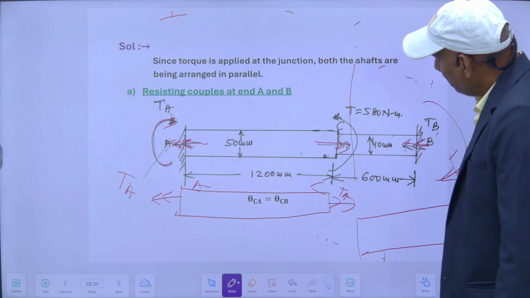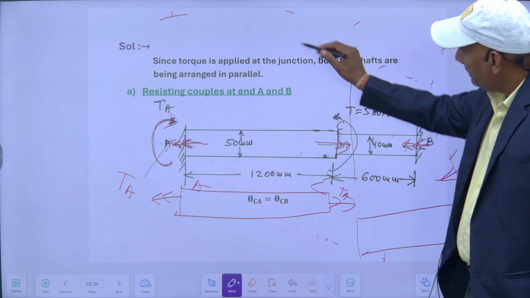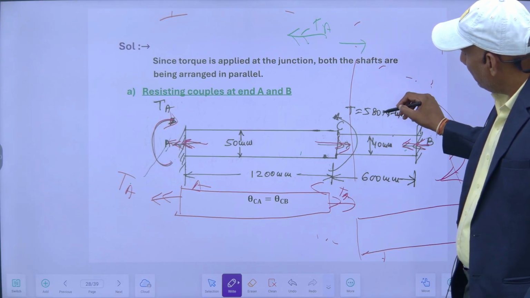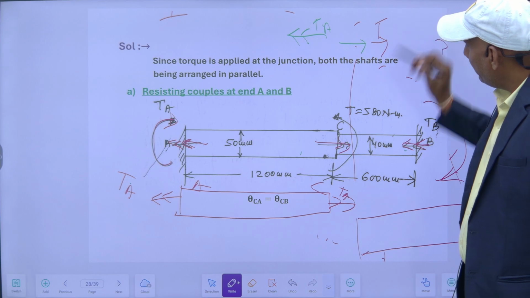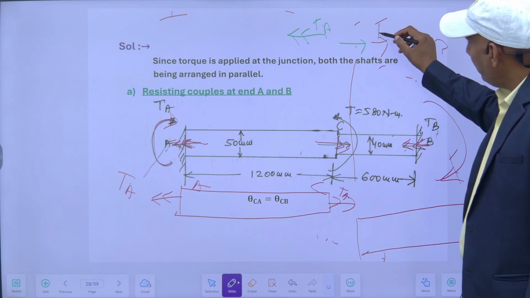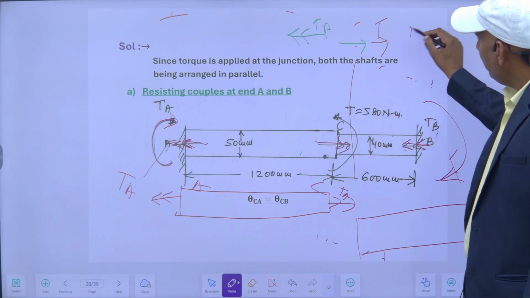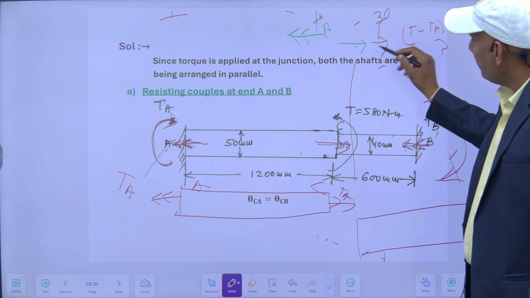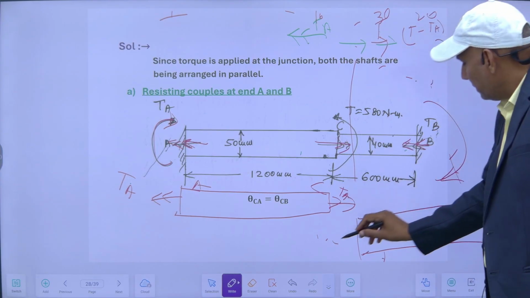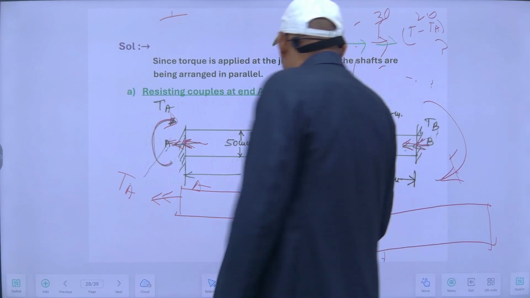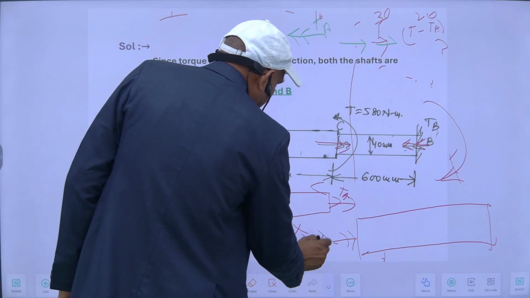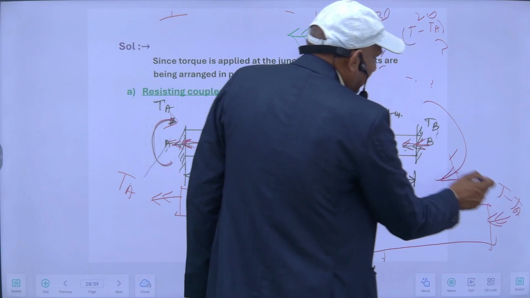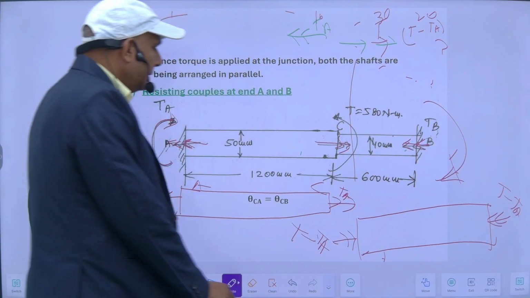Or you can measure here. So this is TA and TB, this is T. Suppose this T is more than TA, it means T minus TA. Suppose it is 30 and this is 10, so it will be 30 minus 10 acting this way. So this will obviously be T minus TA, and the same you can apply here, T minus TA. So obviously the value of TB is equal to T minus TA.